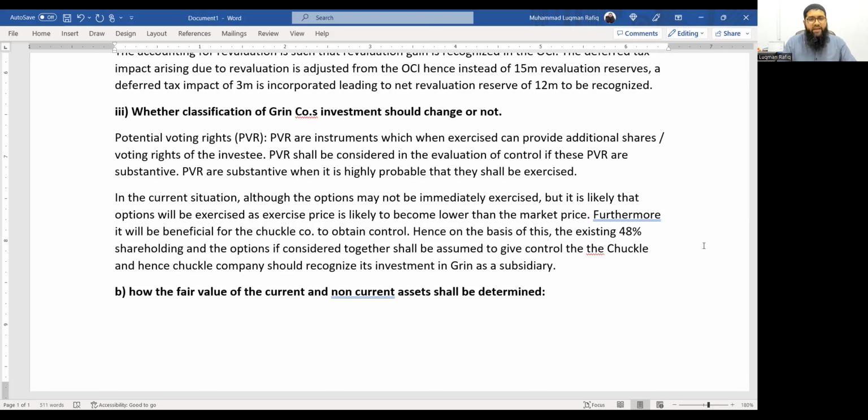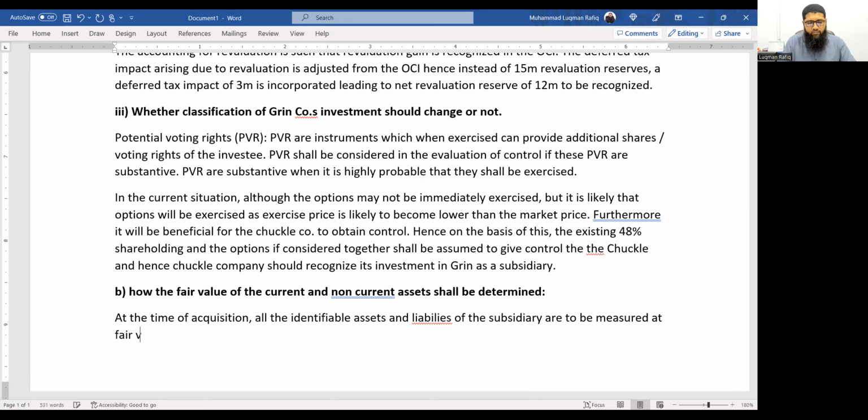Basically, you would say that at the time of acquisition, all the identifiable assets and liabilities of the subsidiary are to be measured at fair value. The fair value shall be determined using the principles laid down in IFRS 13 Fair Value Measurement.